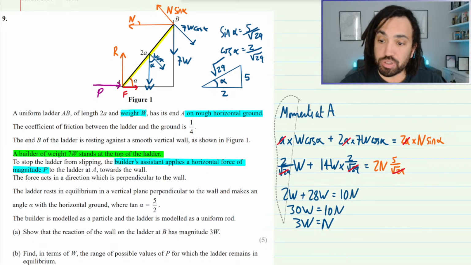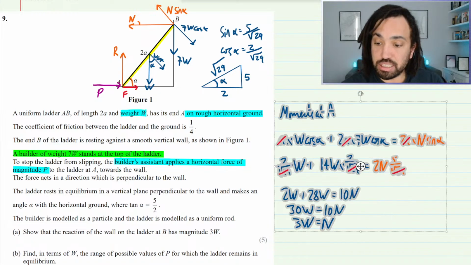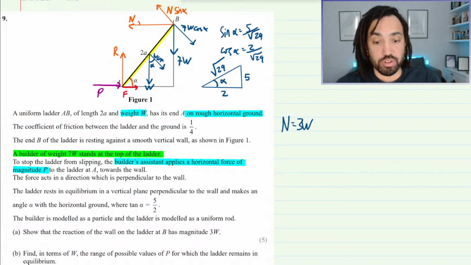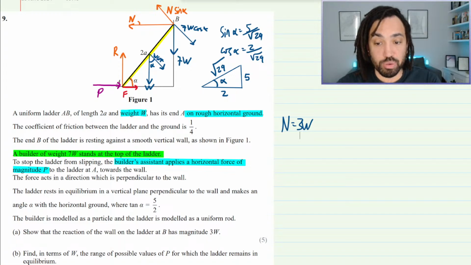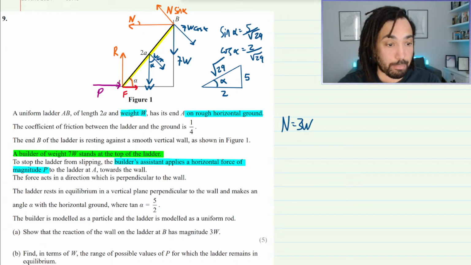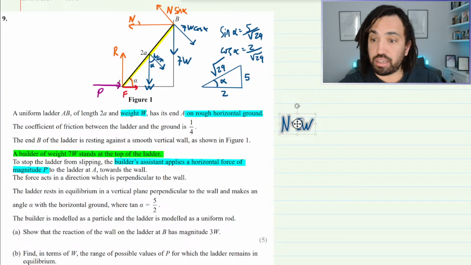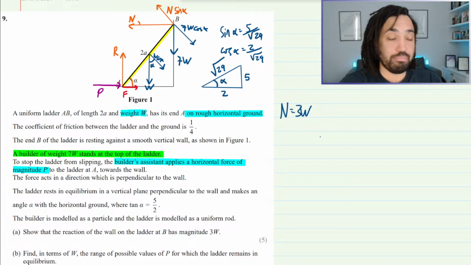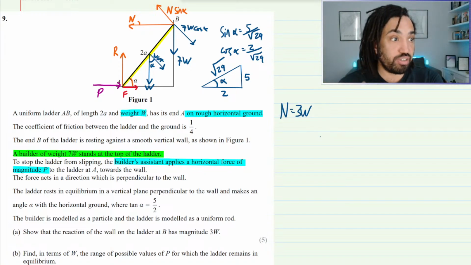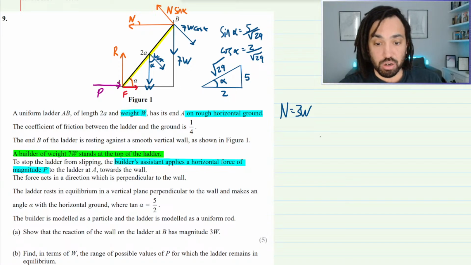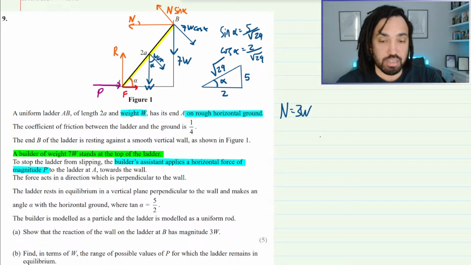And now here comes the tricky question, and that is that it says that friction can change. It says find in terms of W the range of possible values for P for which the ladder remains in equilibrium. Okay, so that means that we can have a range of different values for the frictional force. And that is all dependent on how hard this builder's assistant is pushing into the ladder.